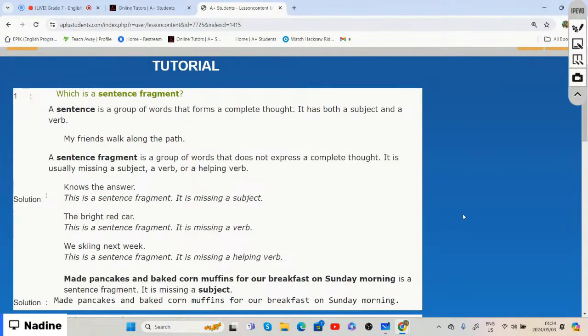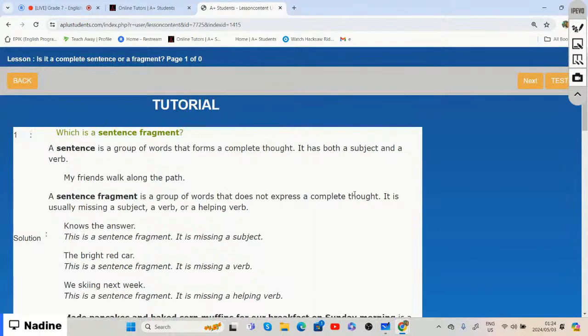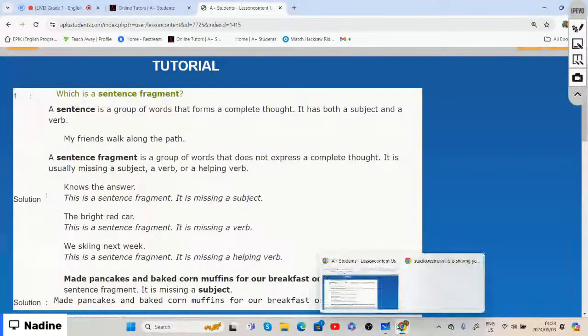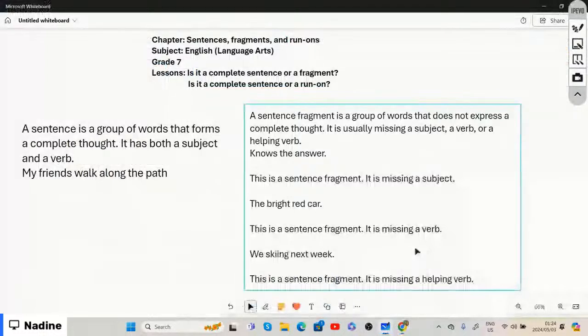Let us go to our, we said we have a sentence and fragments. So yeah, we mentioned the bright red car. We mentioned we skiing next week as well as knows the answer. Those are three examples of fragments, where it's either missing a noun or a subject, it's missing a verb, or it is missing a helping verb.